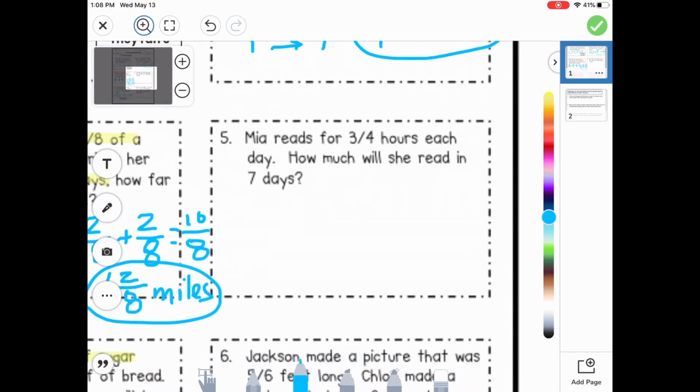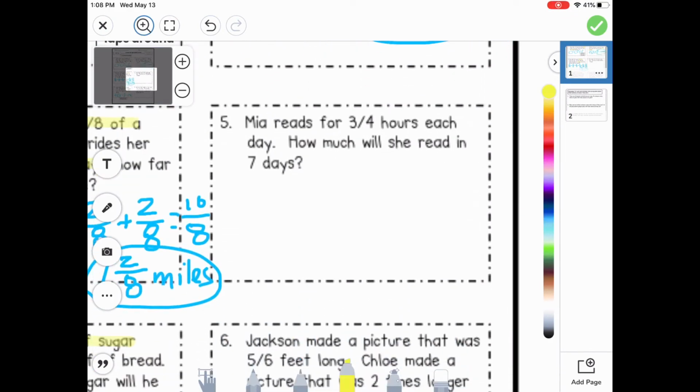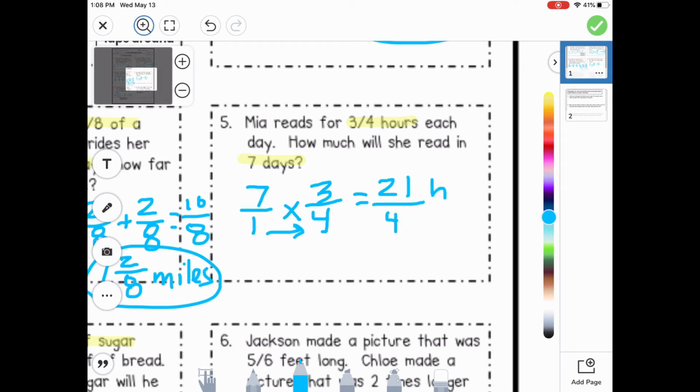The next question, number 5. Mia reads for 3/4 of an hour each day. How much will she read in 7 days? If I were to multiply, I could do 7 times 3/4. When I multiply across, 7 times 3 equals 21. 1 times 4 equals 4. So you could say 21 over 4 hours, but that's a really unclear number.